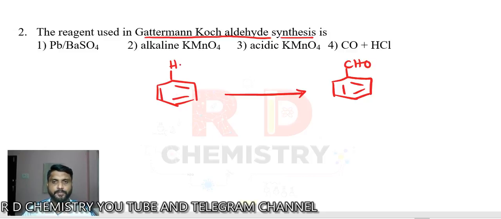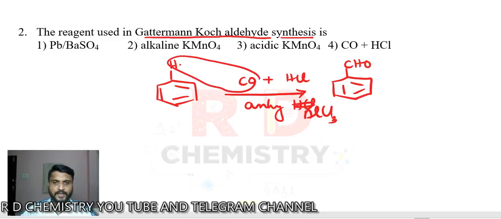Now, for this we have to make use of carbon monoxide in the presence of HCl, and you have to make use of anhydrous aluminium chloride. So we'll get a CHO group. This is called the Gattermann-Koch reaction. The answer is option number 4.